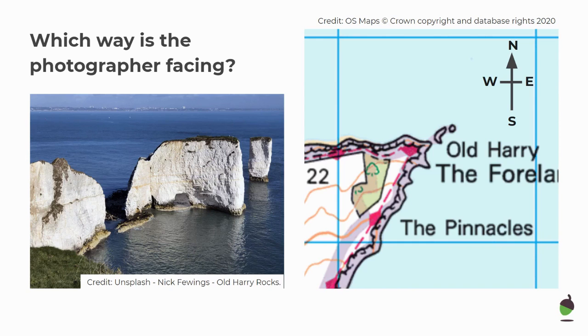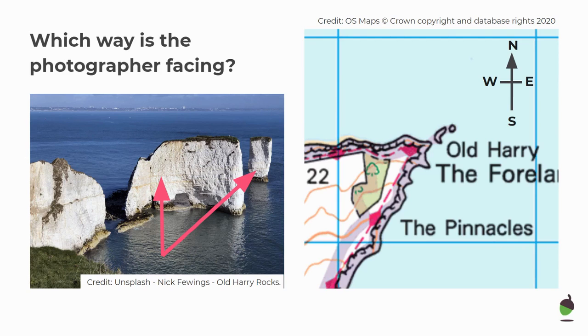And the photographer is stood on the land. You can see the grass in the bottom left corner, and he's looking straight at the large stack of rock. You can also see to the right of the shot that there is the smaller stack. So that enables us to decide he's looking at the larger stack.